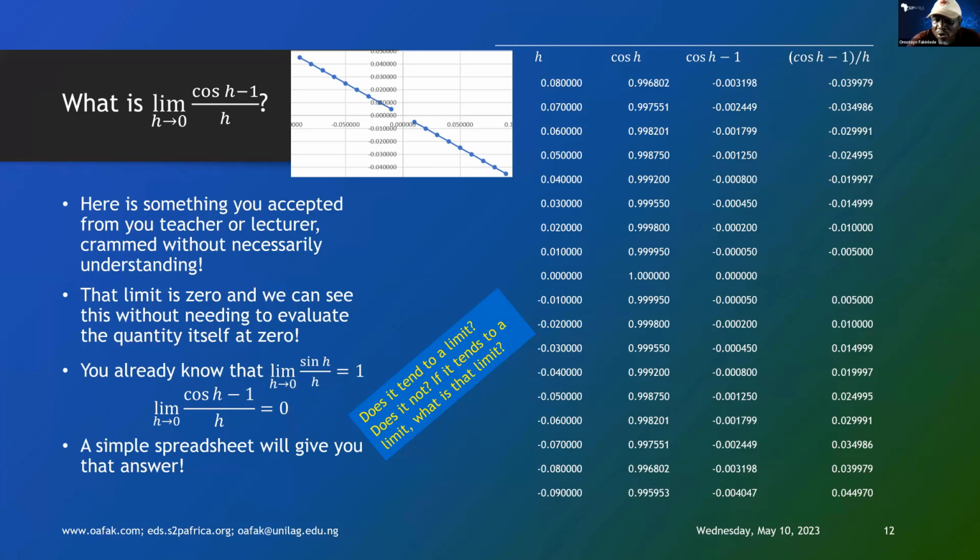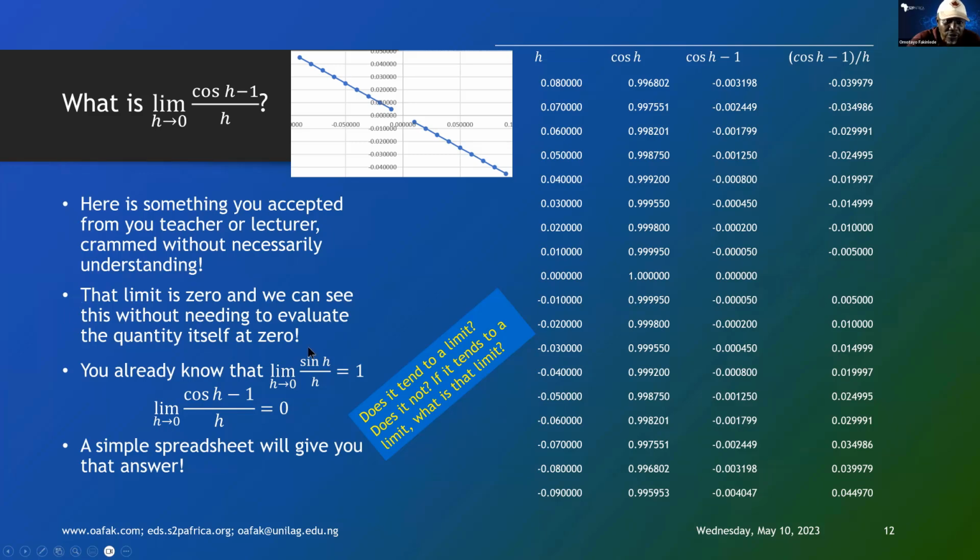I don't need to know any L'Hopital's rule to find this limit. I can just tabulate it and I can see the limit. If it doesn't have a limit, it will be clear that it is not tending anywhere. If it has a limit, it will be tending to something specific that anybody who is not blind can see. That's it. So, does it tend to a limit? Does it not? If it tends to a limit, what is that limit? The limit here is 0.